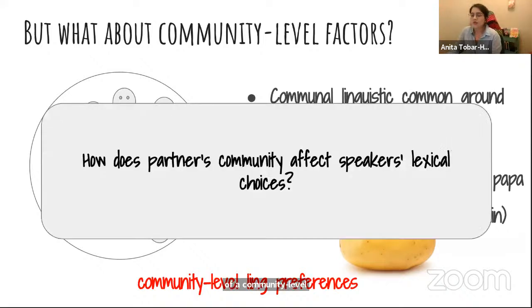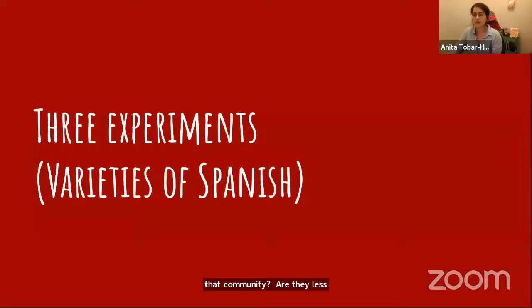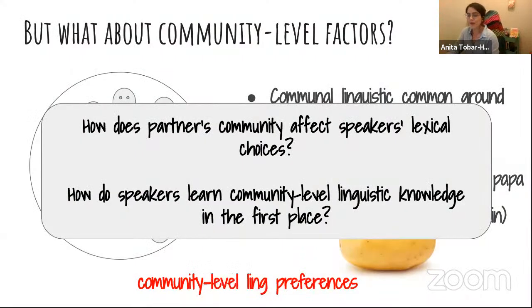But what happens when a speaker interacts with a partner from another community, where they're not sure about the community-level preferences of their partner's community? Are they as likely to entrain to that partner compared to entraining to a partner from their own community? And perhaps more importantly, how do speakers even learn community-level linguistic knowledge in the first place?